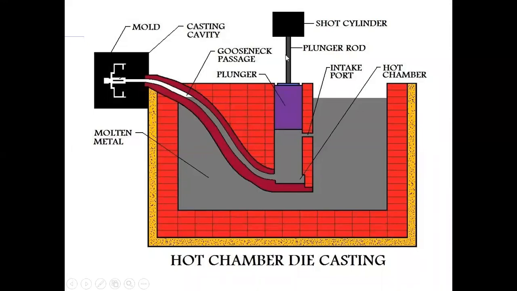So when the plunger increases the pressure or comes down, the molten metal has no way to go except into that mold cavity, or this mold, simply speaking. So this plunger is responsible for creating that pressure for the molten metal to go inside this mold cavity. As simple as that.